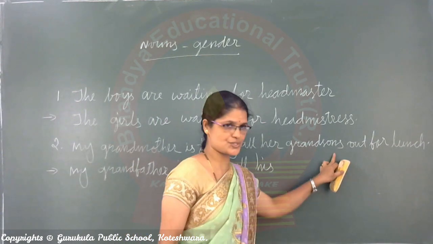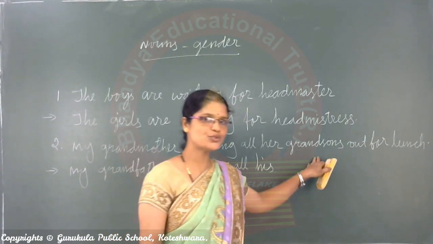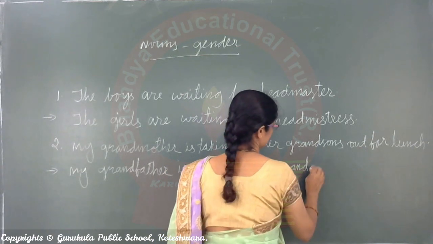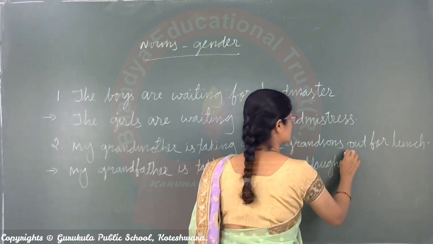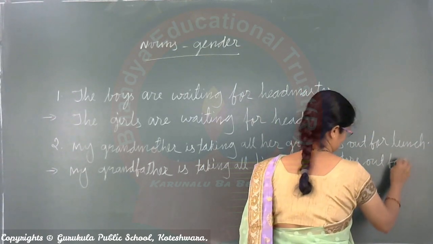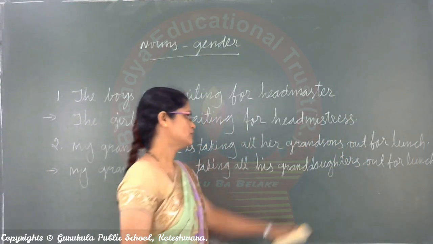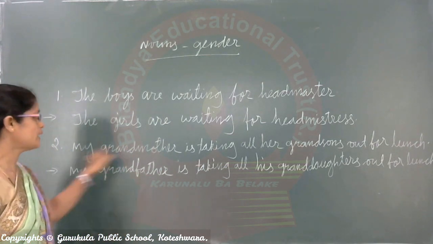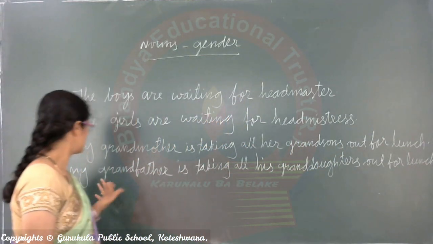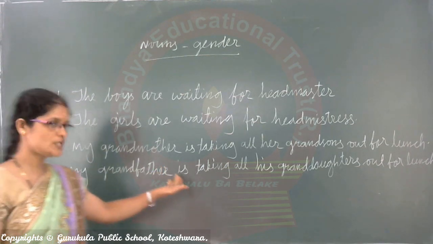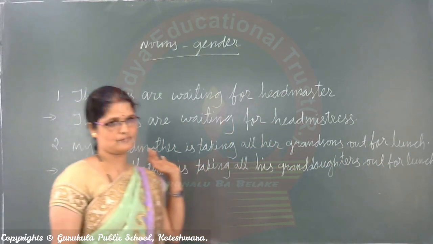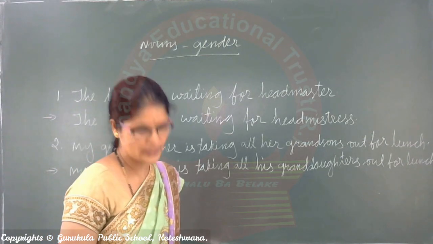All his grandsons. Instead of grandsons, what should we write? What's the feminine gender? Granddaughters. Out for lunch. Read the sentence again. My grandmother is taking all her grandsons out for lunch. What changes will come? See? My grandfather is taking all his granddaughters out for lunch. Have you understood the changes? You want one more example? Yes, write one more example.